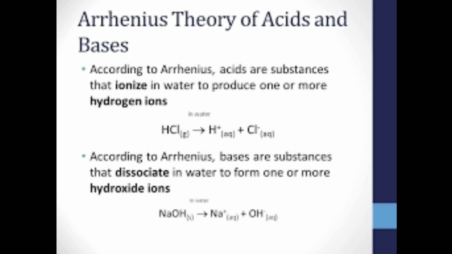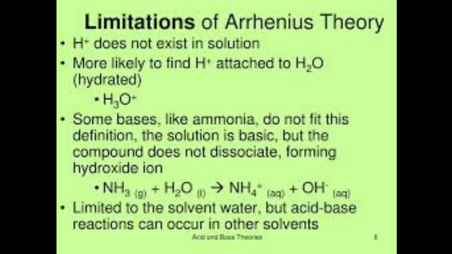And bases are substances that contain the OH minus group and produce hydroxide ion, OH minus, in aqueous solution. For example, NaOH gives Na plus and OH minus ions, and also NH4OH gives NH4 plus and OH minus ions. Next point is the limitation of Arrhenius theory.